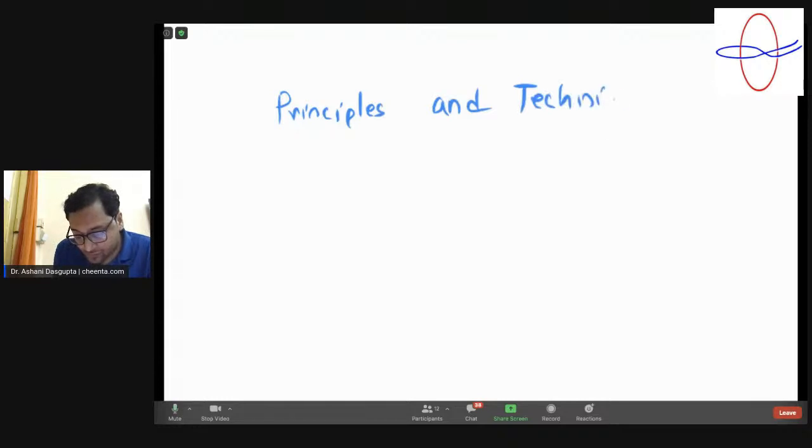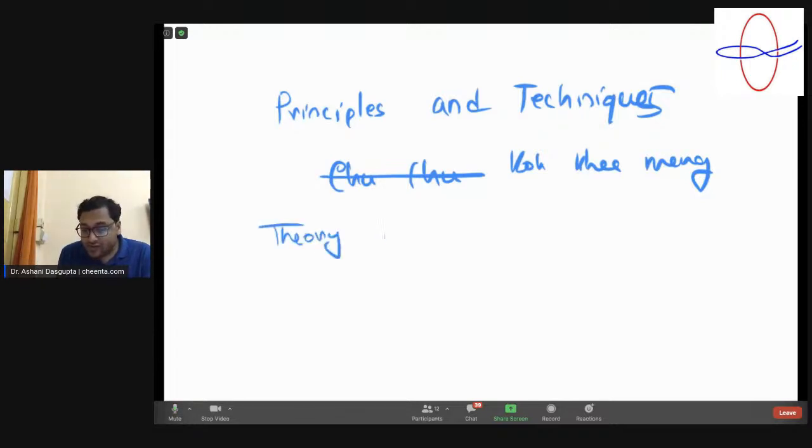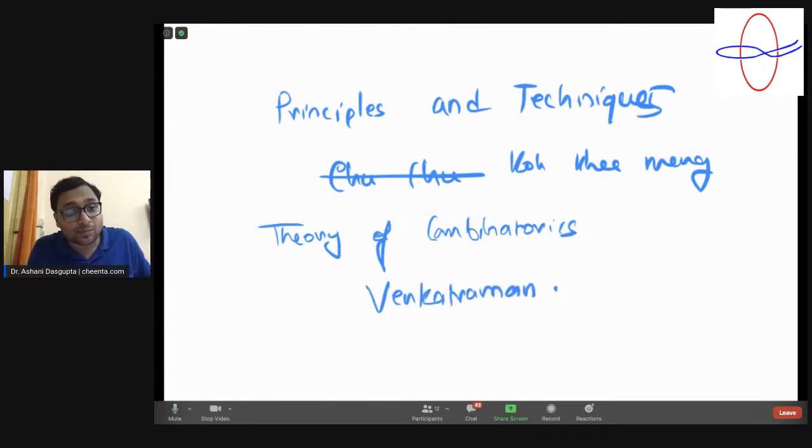I don't remember the name of the author. I think it is Khee Meng Koh. Yes, that's right. That's correct. It's a Singaporean author. It's a very, very beautiful book. You can look into it. And there is another book called Theory of Combinatorics. If you are really interested in looking into some very beautiful book, this is by Venkatraman. Venkatraman wrote this book, it has a black cover, and it's such a beautiful book.